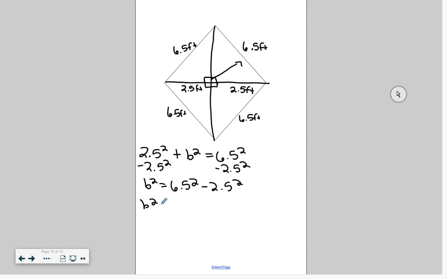6.5 squared is 42.25. And 2.5 squared is 6.25. When I subtract these, I get 36. And I have to take the square root of both sides, which means that B has a value of 6. That means that this side is 6. But because we are dealing with a rhombus, and all sides are equal, if this section of the diagonal is 6, then that means that this section is 6. So I hope you got all this. If not, pause the video now because I'm fixing to erase it.